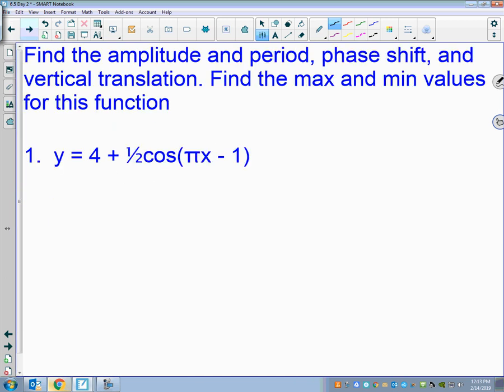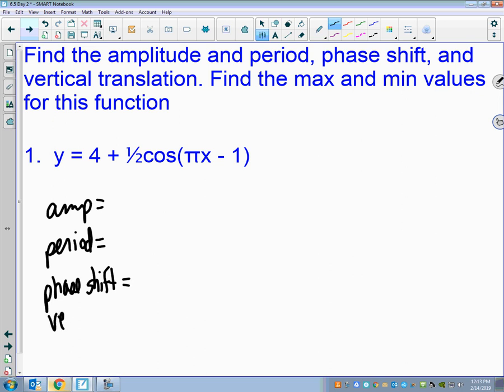It says find the amplitude, the period, the phase shift, and the vertical translation, and then find the max and min values. I will tell you that Ivy Tech likes to give you questions like this, where it has all those blanks. They want you to find the amplitude, the period, the phase shift, the vertical translation, and they also want the max and the min.